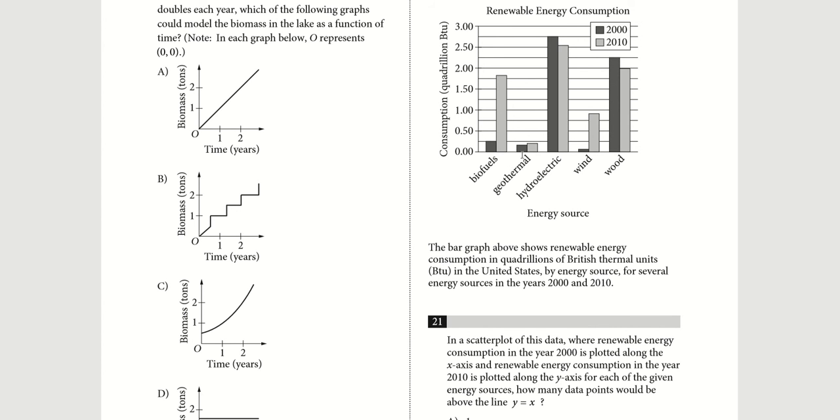So if we have energy consumption in year 2000 along X and 2010 along Y, that basically creates a situation where, for example, for biofuels, you'd have a point at, let's say, maybe 0.25 on the X-axis and 1.75 on the Y-axis, because your X-axis represents your 2000 consumption, and your Y-axis represents your 2010 consumption. So that's how the scatter plot would look. And we're comparing it to the line y equals x.